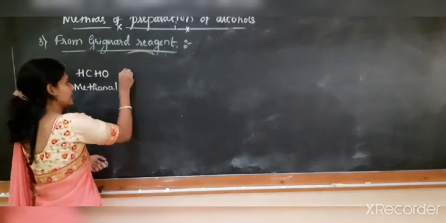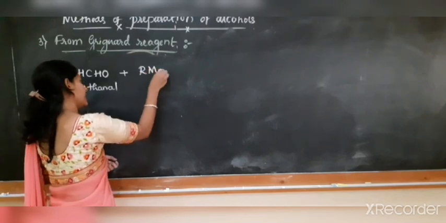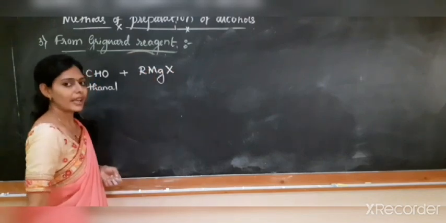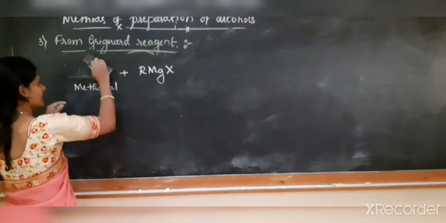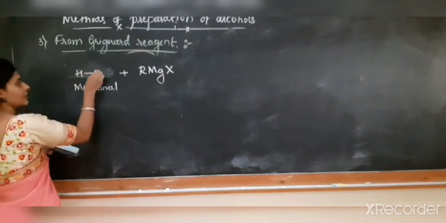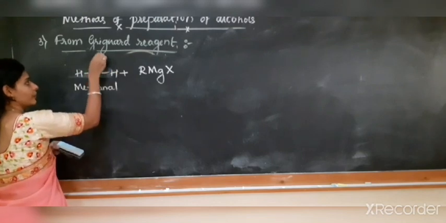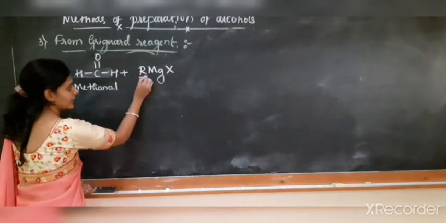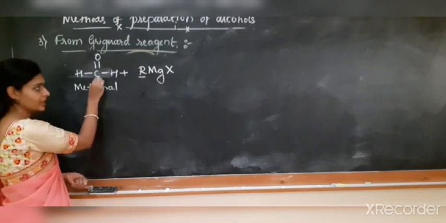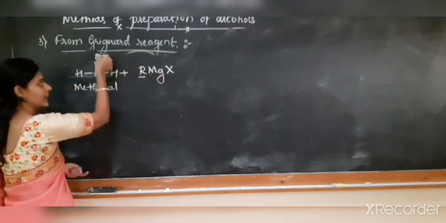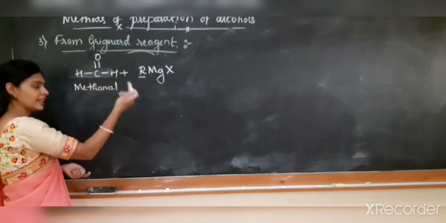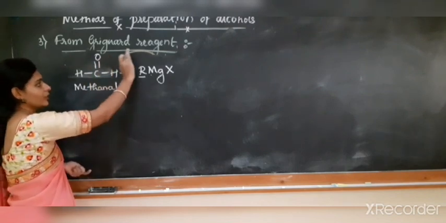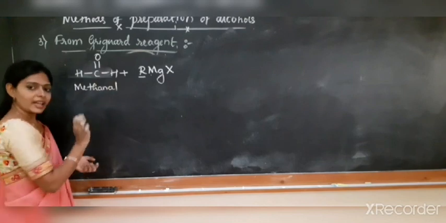When formaldehyde (HCHO) is treated with Grignard reagent, I'll write the general reaction first. So what happens, as I said, in RCHO, I'll just elaborate the structure as HCHO. The alkyl group goes and attacks the carbon, and this MgX goes and attacks the oxygen. The double bond is converted to a single bond. In the next step, we are removing MgX and writing hydrogen.